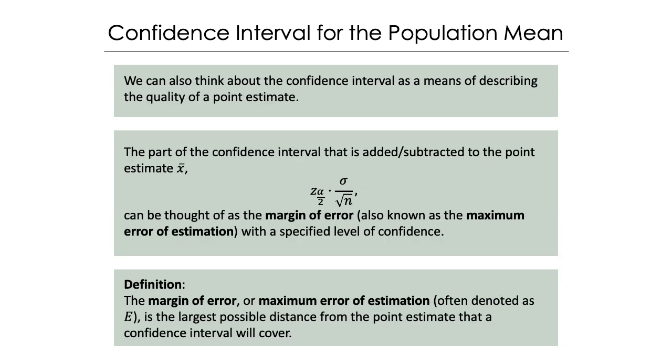We can also think about the confidence interval as a means of describing the quality of a point estimate. The part of the confidence interval that is added and subtracted to the point estimate x bar is z alpha over 2 times sigma over the square root of n. This can be thought of as the margin of error, also known as the maximum error of estimation, with a specified level of confidence. The margin of error, or maximum error of estimation, often denoted as capital E, is the largest possible distance from the point estimate that a confidence interval will cover.